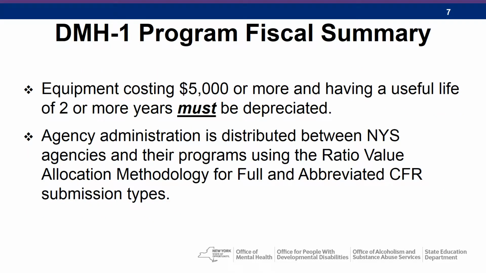Equipment costing $5,000 or more and having a useful life of 2 or more years must be depreciated. Agency administration is distributed between New York State agencies and their programs using the ratio value allocation methodology for full and abbreviated CFR submission types.